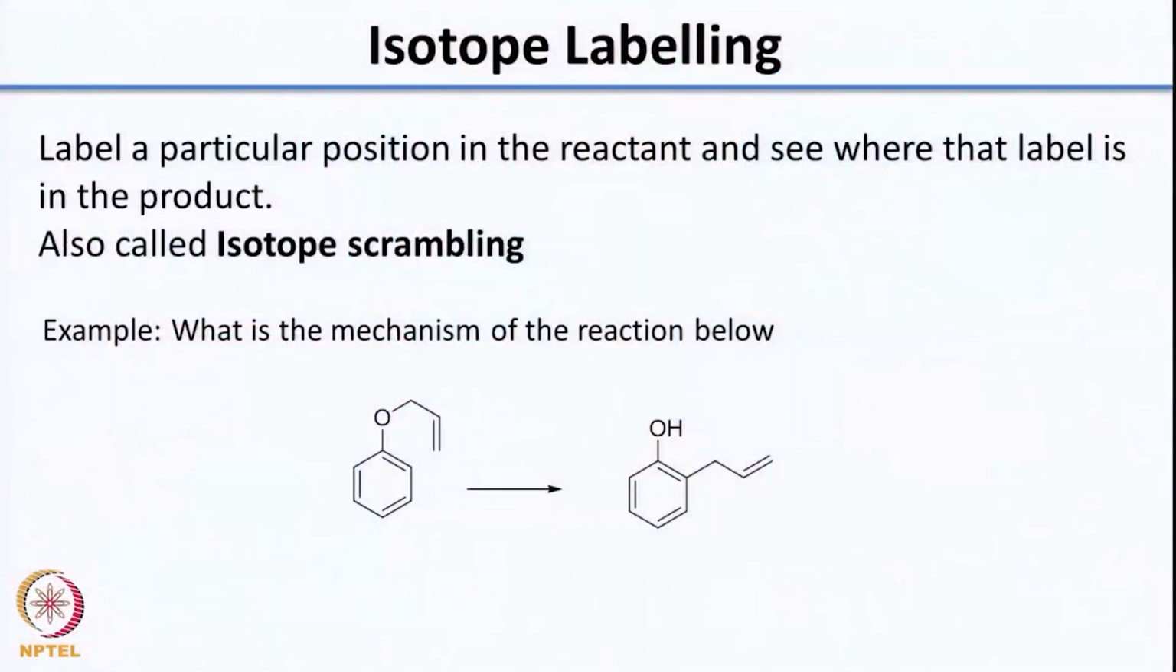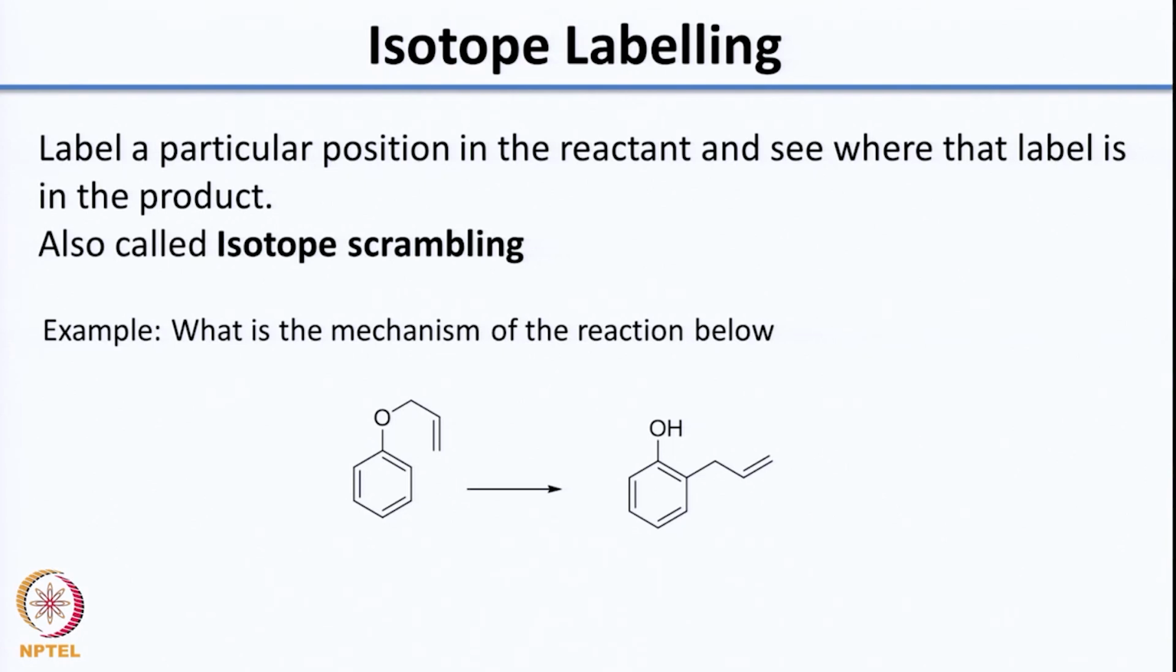Now isotopes play a very important role in determining mechanisms by what is called isotopic labeling. Just like the name suggests, whenever you have a book you put a label on it to tell you what book it is. A label essentially helps you identify something. So in this case, a position of the reactant is labeled with an isotope, and then what is seen is how that label moves when you go from reactant to product. This is also called isotopic scrambling sometimes, so do not get confused when you hear both of these terms.